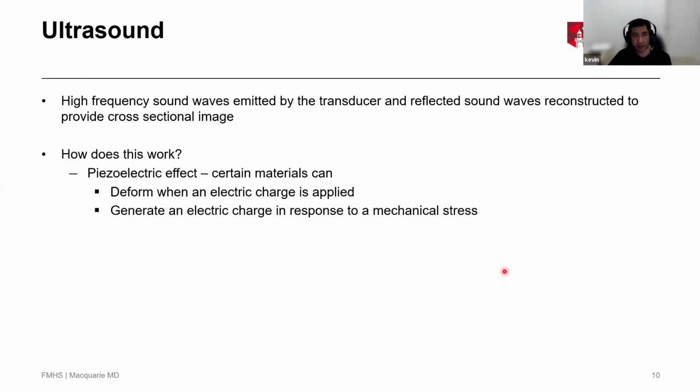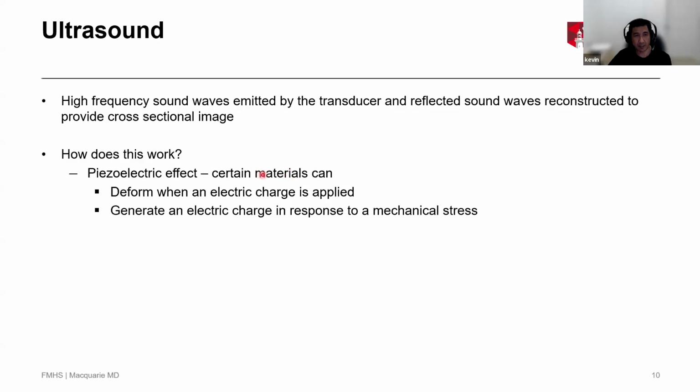The next modality would be ultrasound. Ultrasound uses high frequency waves that are created by a transducer, and the sound is reflected from the tissue and comes back to the transducer. Now, the way this works is through a thing called the piezoelectric effect, and maybe some of the physicists in the audience may know this, probably a lot better than I do.